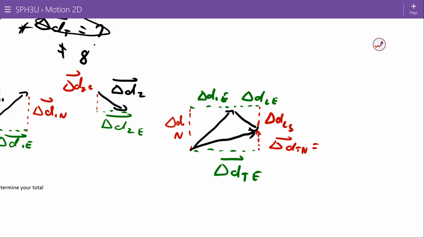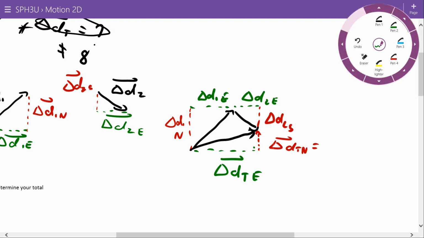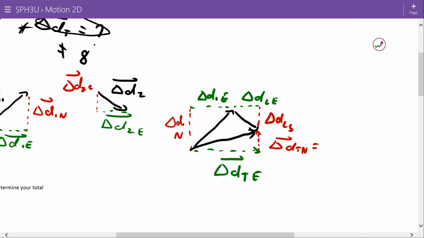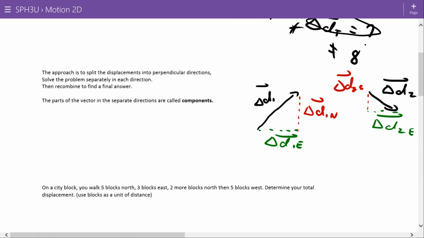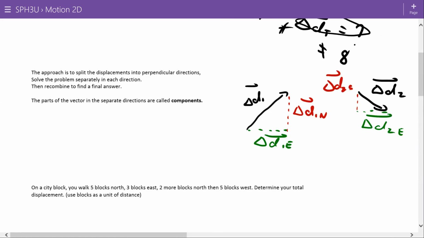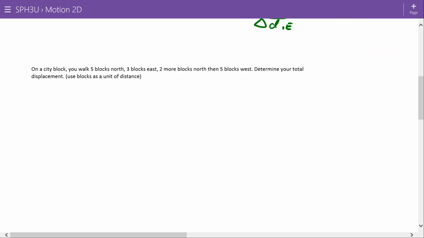We can see that when we recombine those two resultant components, we're going to get the overall motion of the object. I think this might be easier to understand by diving into an example.